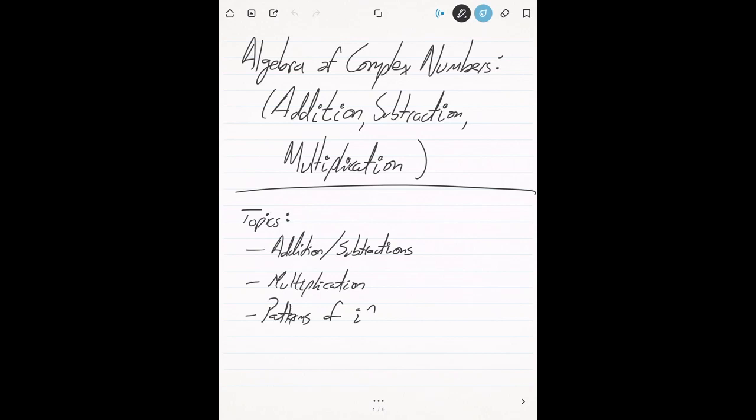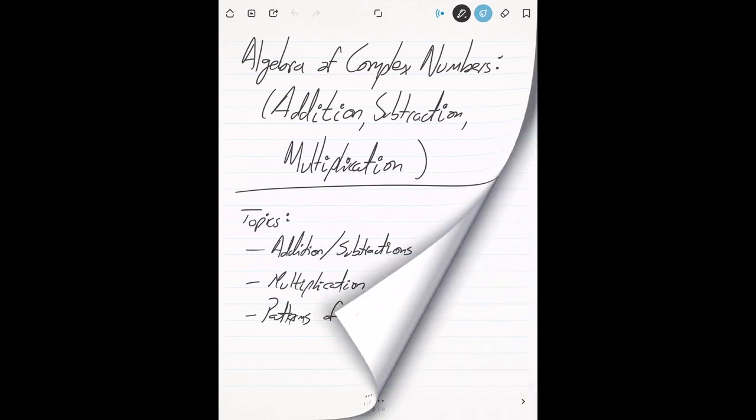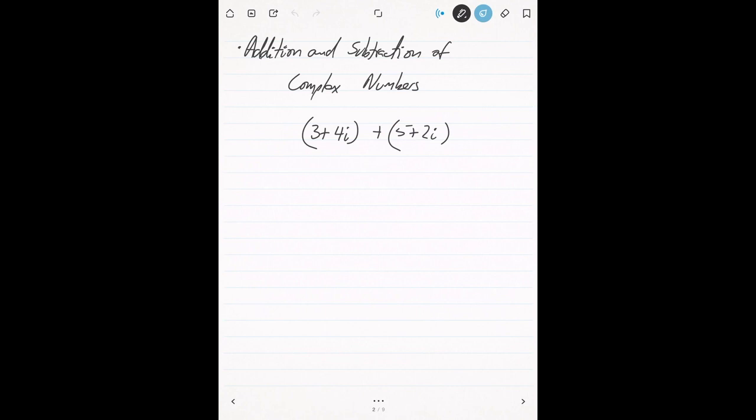In today's discussion, we're going to be looking at the algebra of complex numbers, in particular, performing the operations of addition, subtraction, and multiplication on complex numbers. And more specifically, we're also going to be looking at patterns of the complex unit i as it's raised to various powers. So the first thing that we want to do is understand how to perform addition and subtraction on complex numbers.